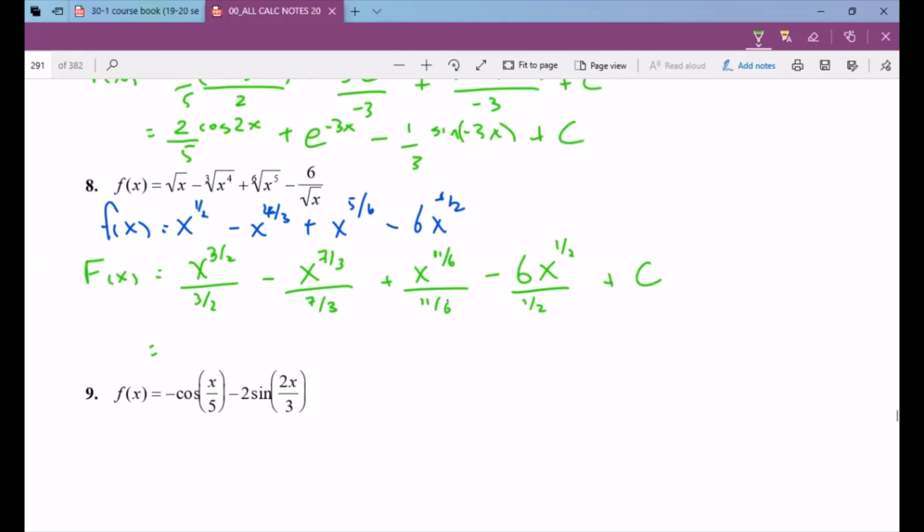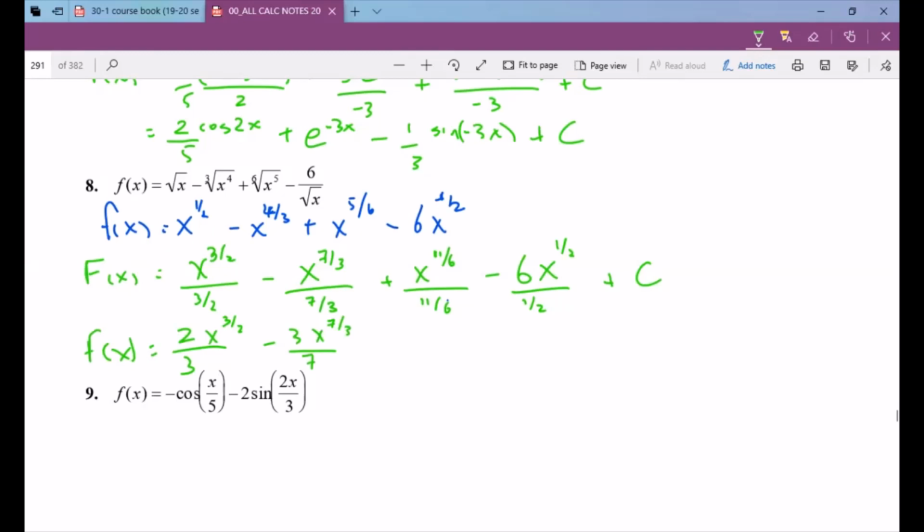Now, as we get experienced with this, you might skip that step and know that if you're going to be dividing by a fraction, let's instead just multiply by the reciprocal. So you might have called this 2/3 x to the 3/2 just as our first step, and that would have been just fine. Minus 3 over 7 x to the 2/3.